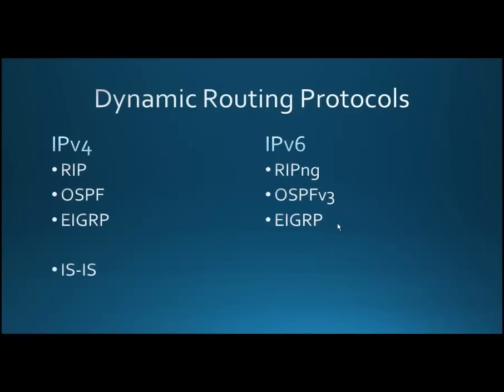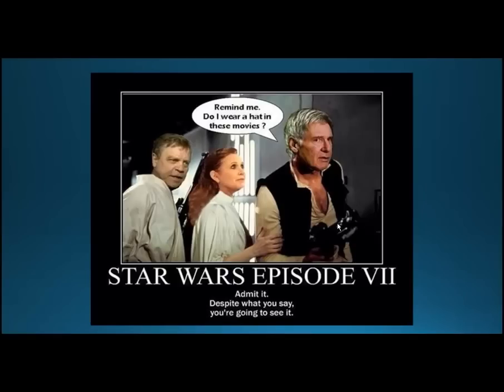Now, in this Phase 2 class, we're only going to talk about RIP for a little bit, and then we're going to get into OSPF. Then if you go into Cisco Phase 3, we get into EIGRP. All right, so that kind of wraps it up.